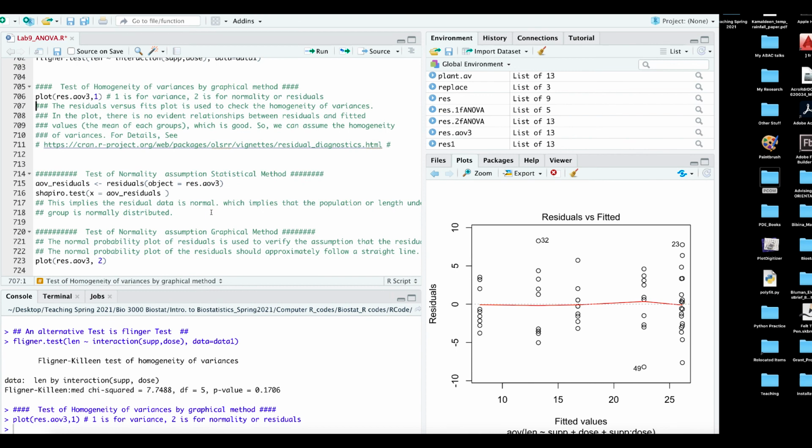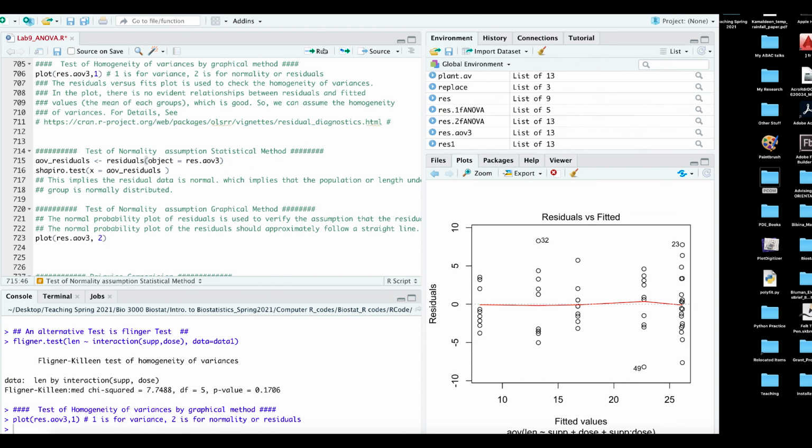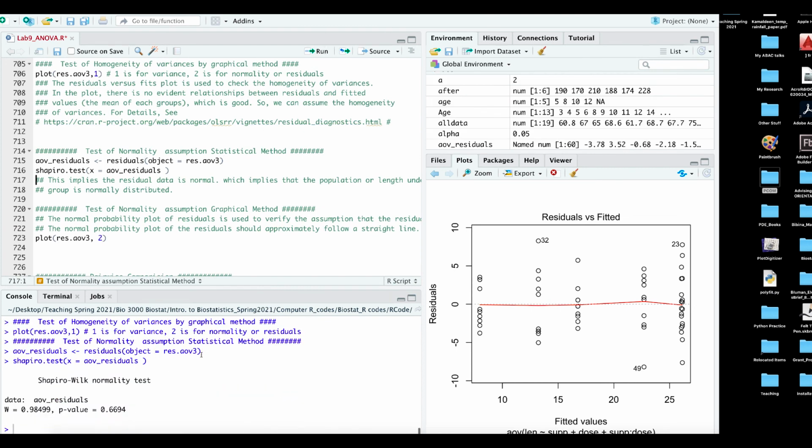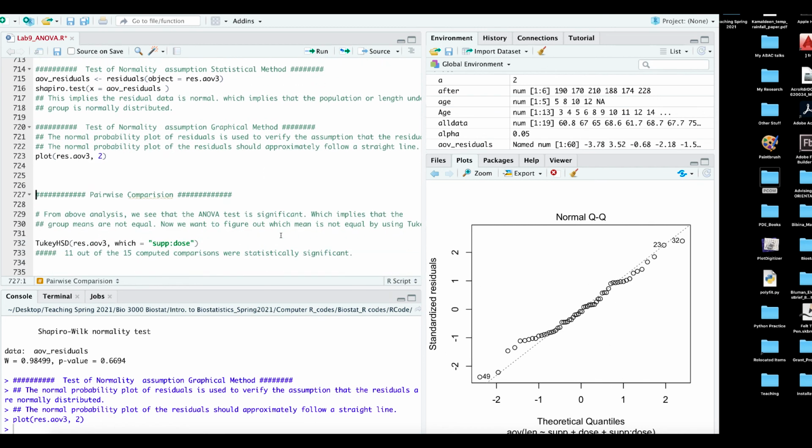Okay, so now I want to do the statistical method for the normality. We see that it is 0.6694. So the variables are normally distributed. Okay, and if you want to do the graphical method, you see that almost all the data points are close to the normal line. That is the QQ plot. It also shows the normality is not violated.